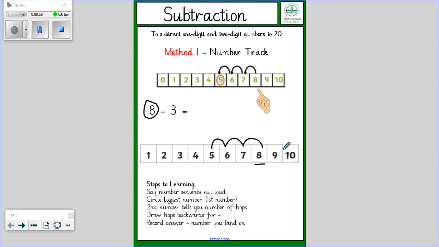Make sure when drawing your hops that you are only bouncing from number to number so you don't miss any out. We always draw the hops backwards on a number track for subtraction. The number that you land on is the answer. We then record this at the end of our number sentence. In this case, the answer is number 5. 8 take away 3 equals 5.